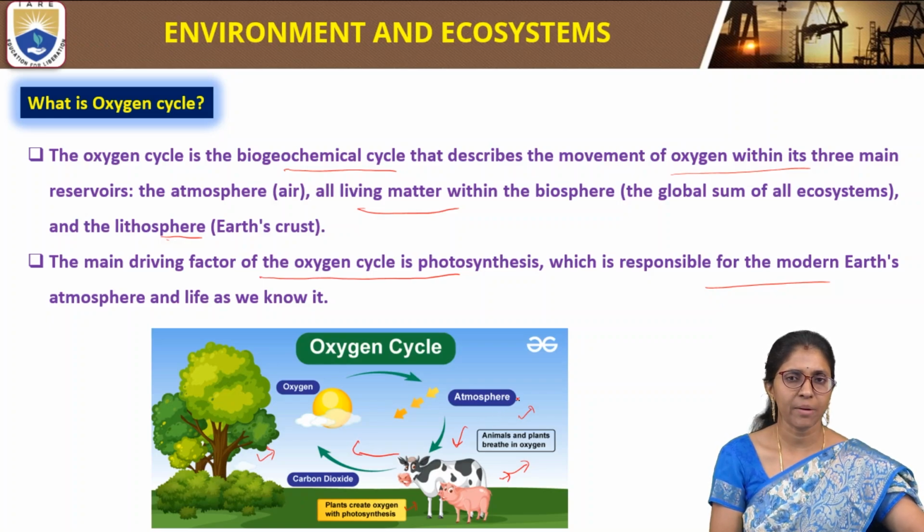The animals are producing carbon dioxide. Again this carbon dioxide is taken by the plants, and again it is producing oxygen. This is the oxygen cycle. So here the main driving factor of the oxygen cycle is the photosynthesis process, because by the photosynthesis process only, the plants are producing the oxygen which is present in our atmosphere. So this is about the oxygen cycle.